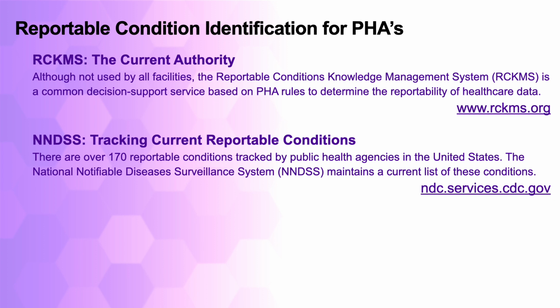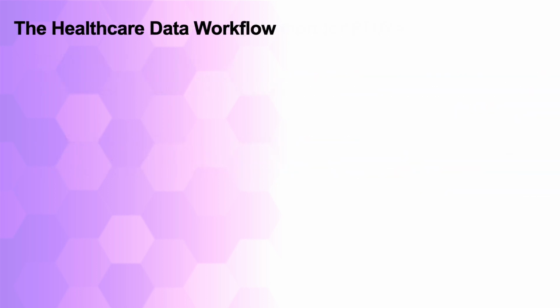The National Notifiable Diseases Surveillance System, or NNDSS, is a resource used in public health that maintains an up-to-date listing of all these conditions. Their searchable list of these conditions is available online at ndc.services.cdc.gov. With all the terms and resources involved in the healthcare data process, it can be helpful to see a visual reference of how they all work together in relation to one another.